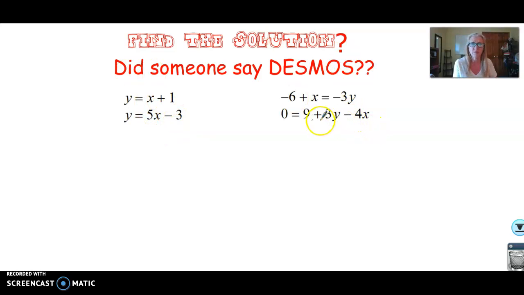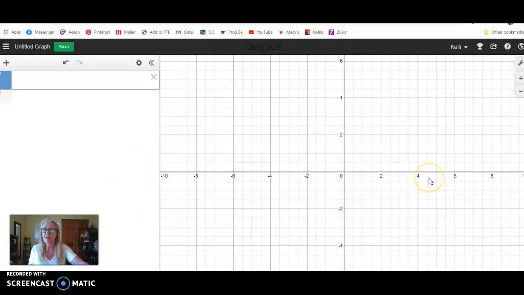If you want to put them in slope-intercept form and graph them the long way, go for it. But probably you don't have graphing paper at home, and I'm a little lazy. I didn't want to have to do all that work. So I say we hop over to Desmos and check it out. Hang on just a second. I'll get Desmos.